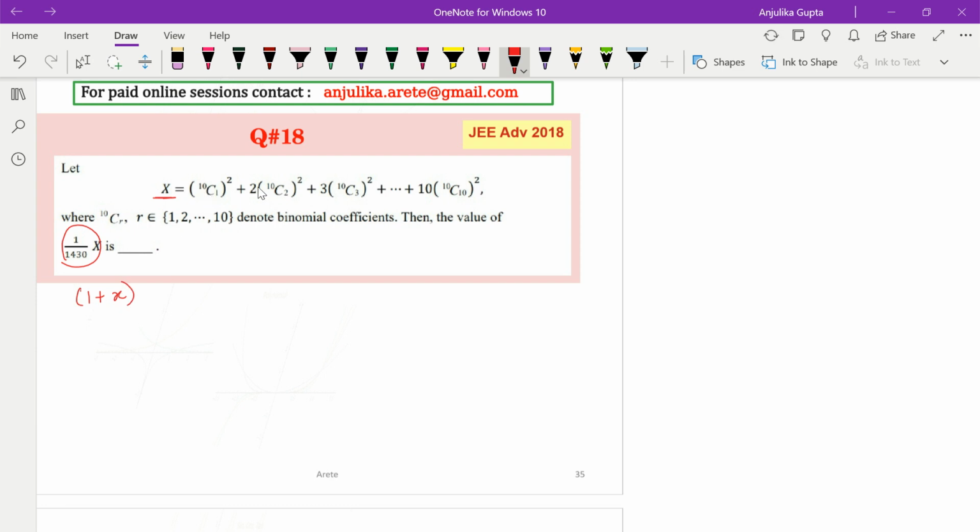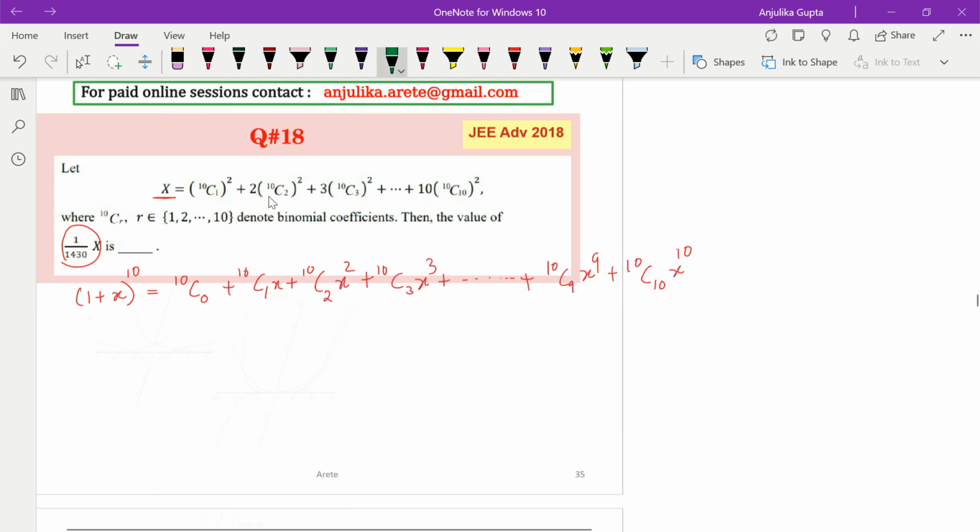10. I can say 10C1, 10C2, right? So I'm going to write the expansion of (1 + x)^10. And how much is that? You know that, right? 10C0 + 10C1 x + ... let me write a couple of terms so that things are very clear to us what we want to do.